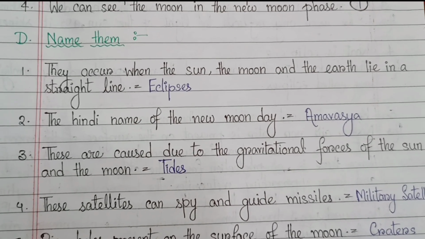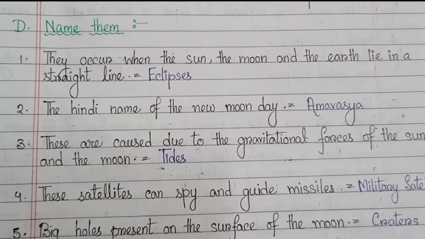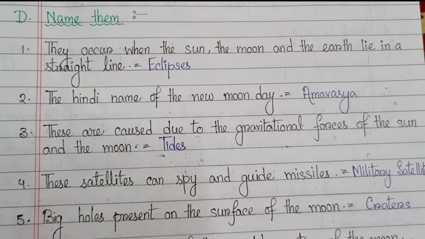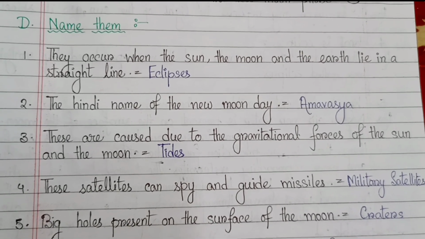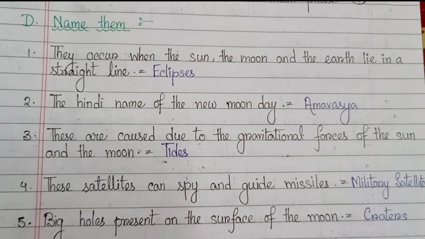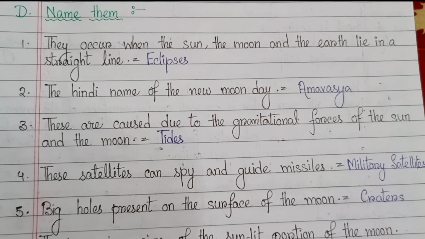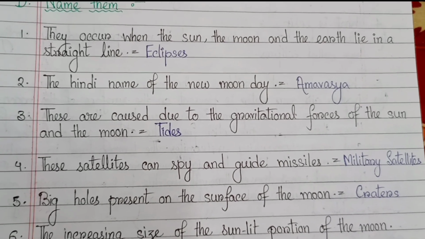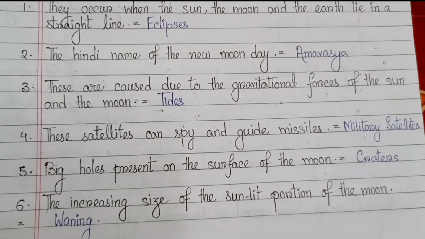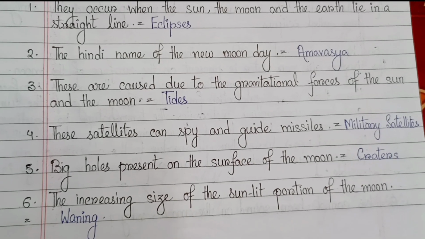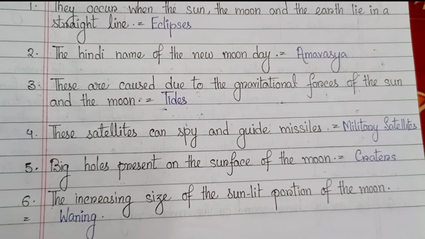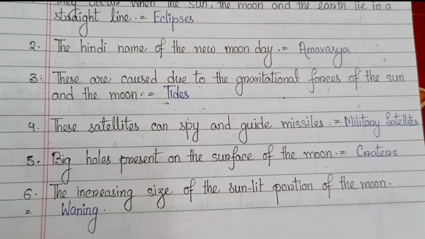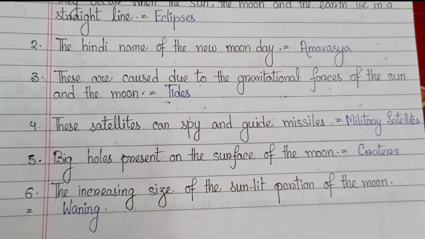Eclipses. Number 2, the Hindi name of the new moon day. Amavasya. Number 3, these are caused due to the gravitational forces of the sun and the moon. Tides. Number 4, these satellites can spy and guide missiles, military satellites. Number 5, big holes present on the surface of the moon, craters. Number 6, the increasing size of the sunlit portion of the moon, waning.